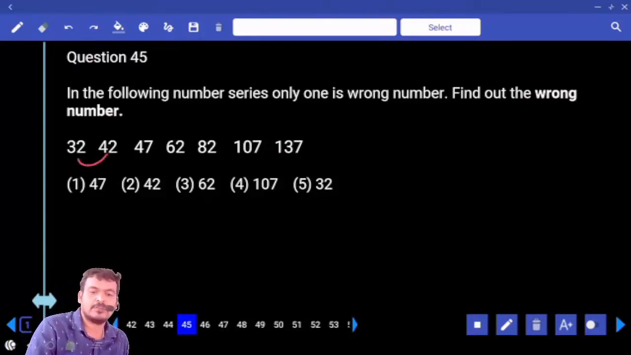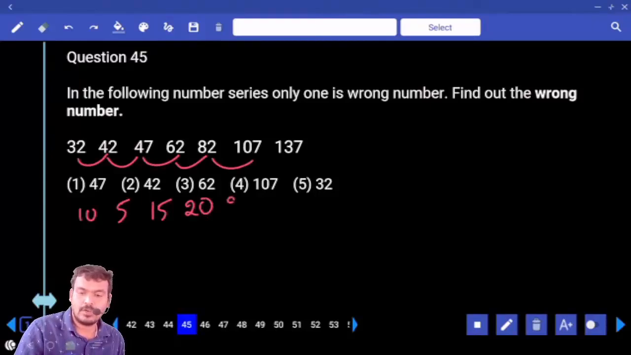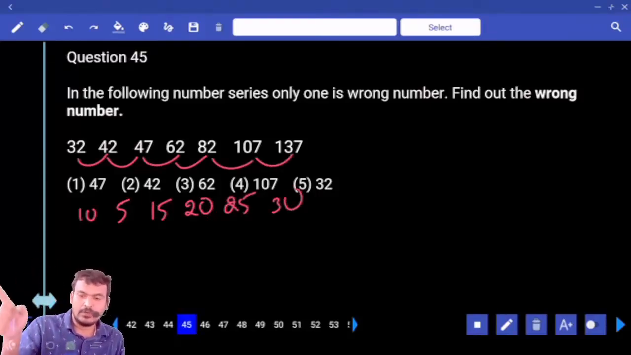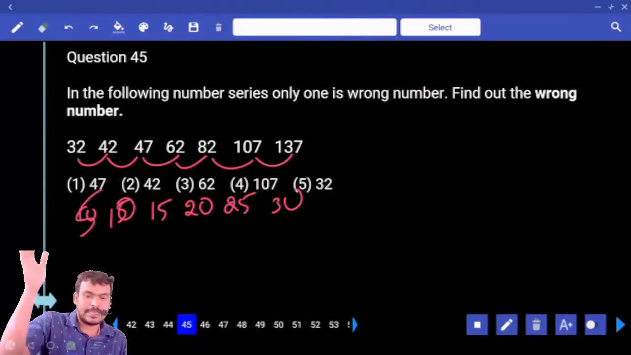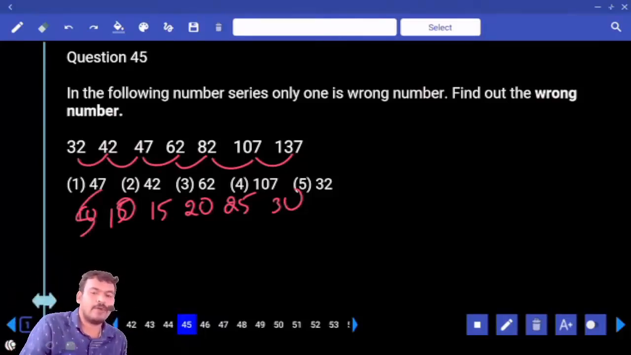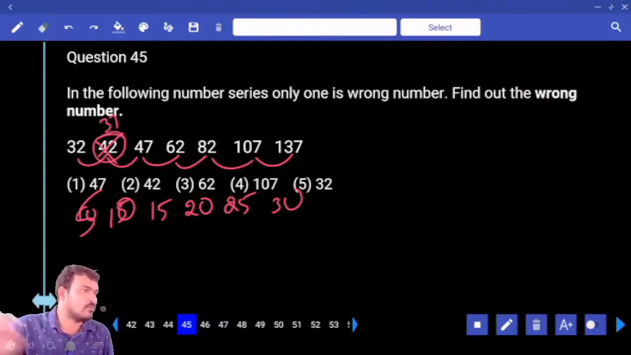Next: 45, 32, 42, 47, 62. What is the first one difference? 10. Next one 5. Next one 15. Next one 20. Next one 25. Next one 30 or not? 15, 20, 25, 30, correct. Means obviously here 5 and here, second term 10. First one is 5. 32 plus 5, 37. 37 plus 10, 47. Then wrong number is how much? 42.